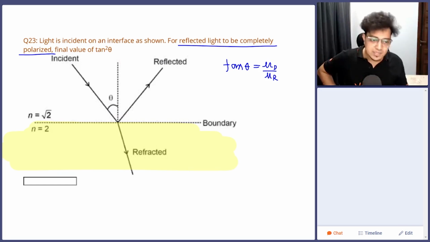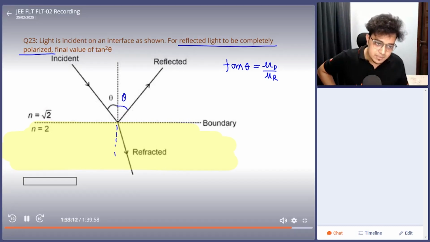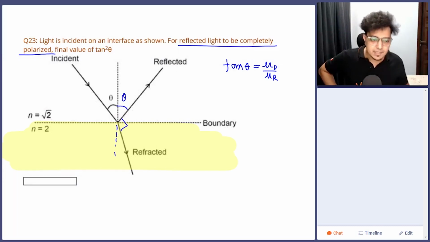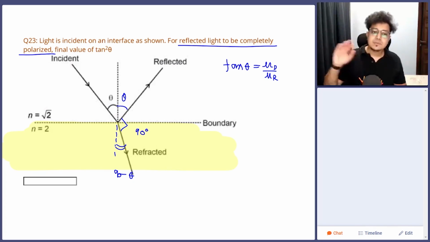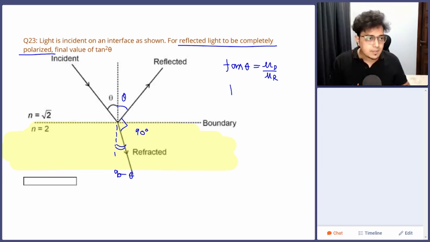For Brewster's angle, you know that this is reflected, so theta will be the same. Angle of incidence is equal to angle of reflection. This is 90 degree. The diagram is misleading. It's not a true scale proper diagram, but this will be 90 degree. And this will be your remaining angle, that is 90 minus theta. So if you apply Snell's law, you end up getting tan theta equal to mu of denser medium divided by mu of rarer medium. So here denser medium is 2 and rarer medium is root 2. So the ratio will be root 2. So that is equal to the tan theta value.